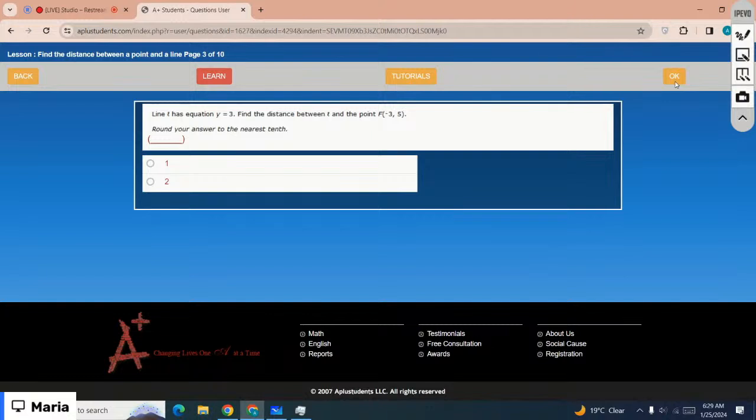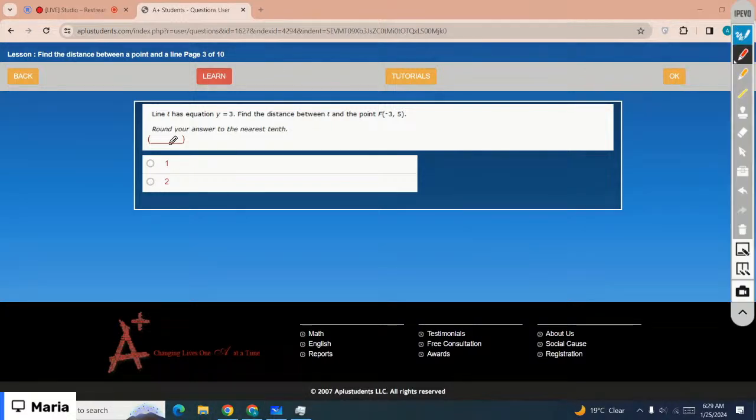How? Just look at the equation of the line, that is y equals 3. The point is negative 3, 5. You can plot the line on the graph and then the point and calculate the distance. But the easier way is: here y equals 3, and here y equals 5. So 5 minus 3, the distance between the y components, is 2. So the distance between the point and the line is 2. The correct option is 2. Got it?